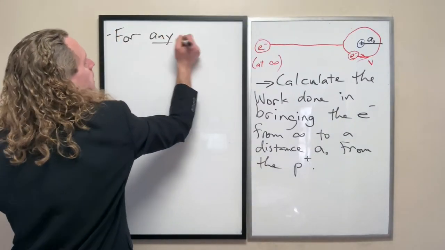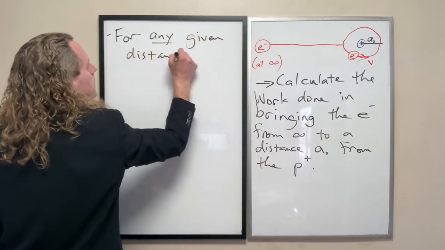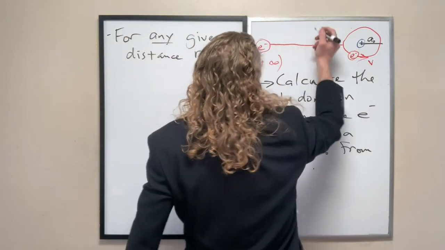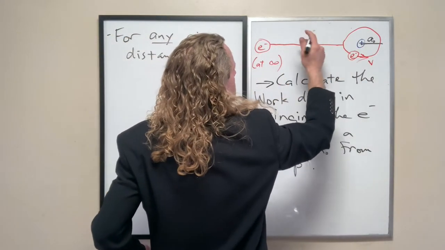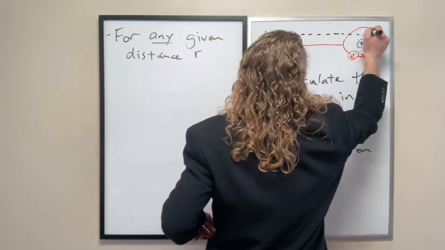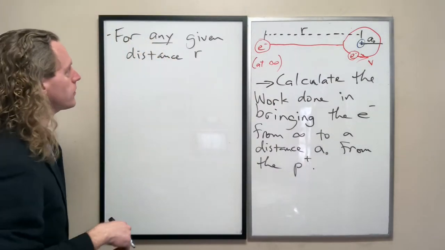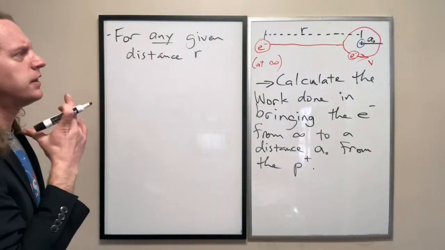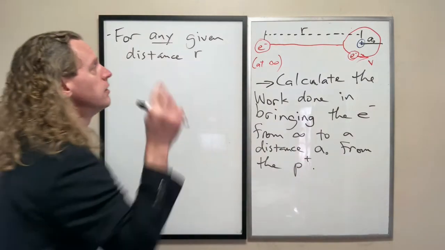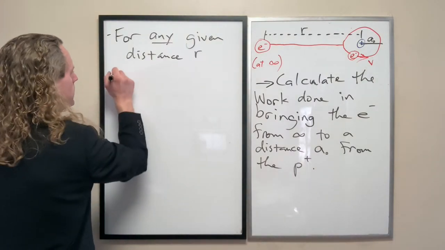For any given distance r, and r is what I'm calling here. So let's just randomly imagine the electron happens to be currently at a distance of r from the proton. So for any given distance r, the electromagnetic attraction, or the electrostatic attraction, I should say, between the electron and the proton is going to be given by this.